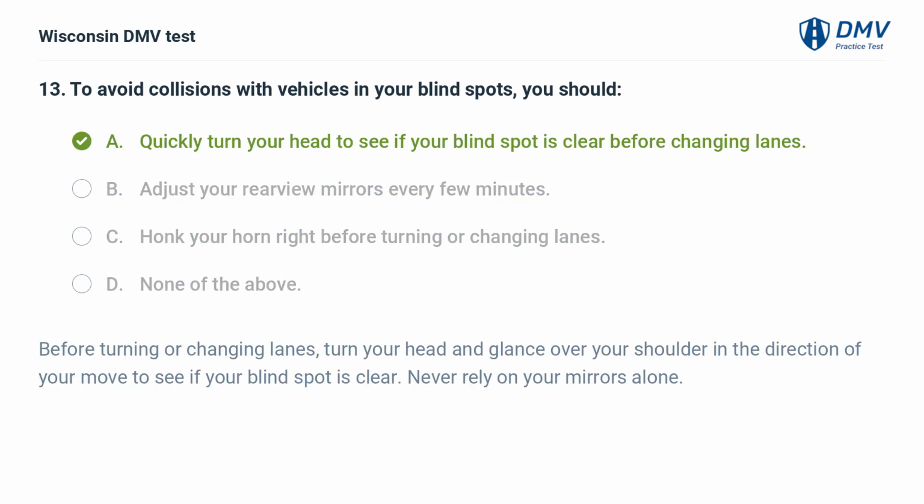A. Quickly turn your head to see if your blind spot is clear before changing lanes. Before turning or changing lanes, turn your head and glance over your shoulder in the direction of your move to see if your blind spot is clear. Never rely on your mirrors alone.